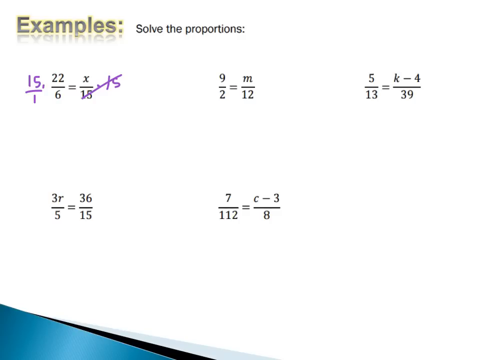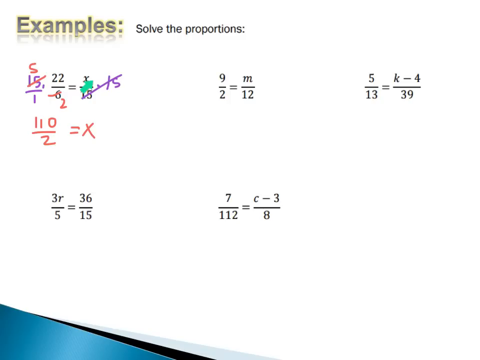A lot of people forget to do this, but 15 and 6 can be simplified. The number 3 goes into 6 2 times, and into 15 5 times. So now I can simplify this to 5 times 22 over 1 times 2. So this tells me that x is going to be equal to 110 over 2. Basically, what this simplified out to is that x would be 110 over 2.